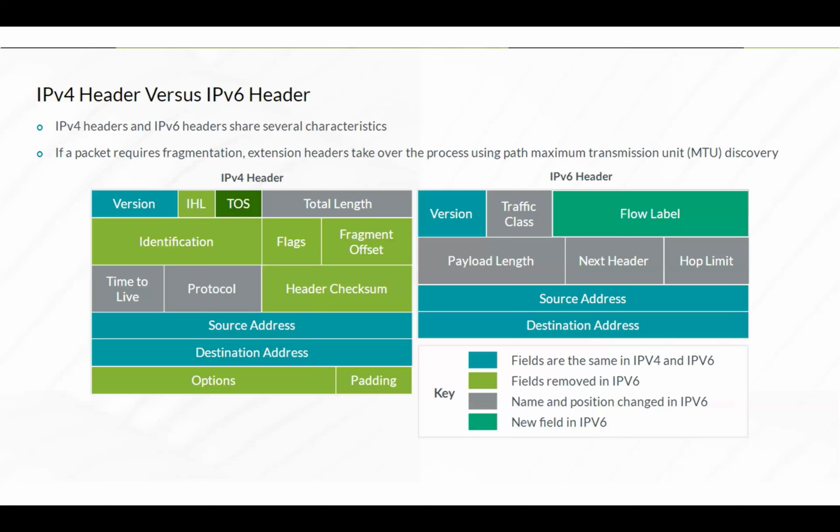Let's just see the comparison here, IPv4 and IPv6 packet header. The left portion is the IPv4 packet header, and here is the IPv6 packet header. And the IPv4 packet header has more fields compared with IPv6.